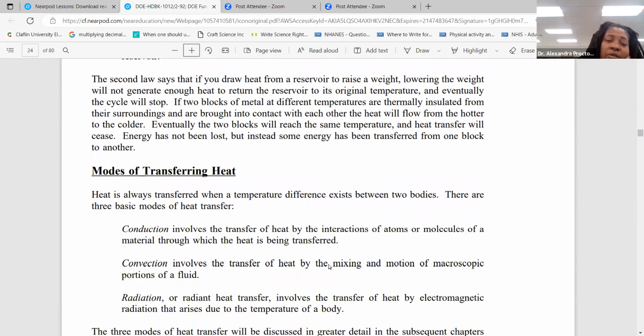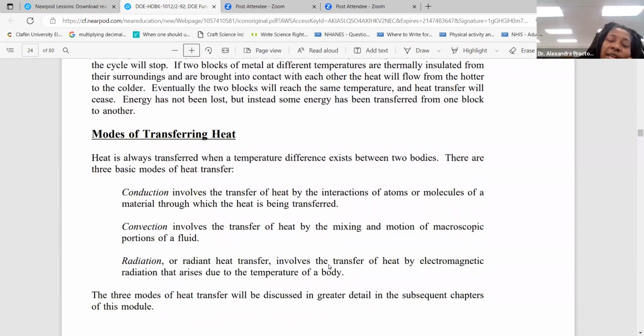So what are the modes of transferring heat? Heat is always transferred when a temperature difference exists between two bodies. There are three basic modes of heat transfer: conduction, convection, and radiation, where conduction involves the transfer of heat by the interactions of atoms or molecules of a material through which the heat is being transferred.